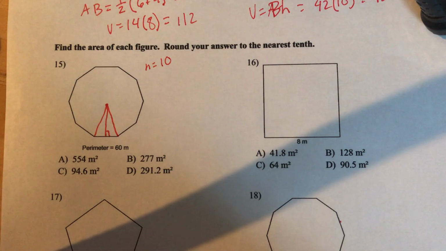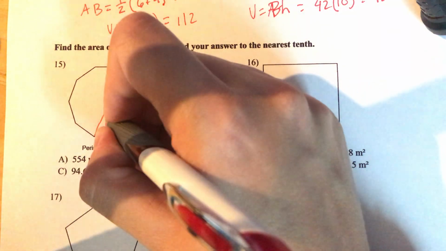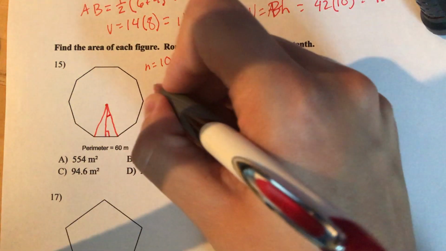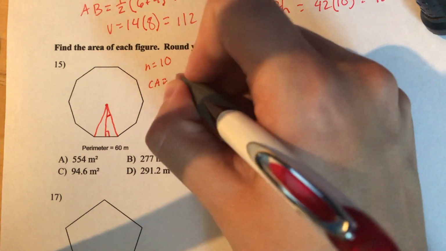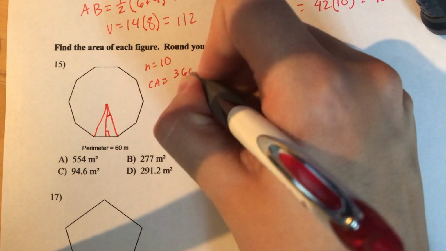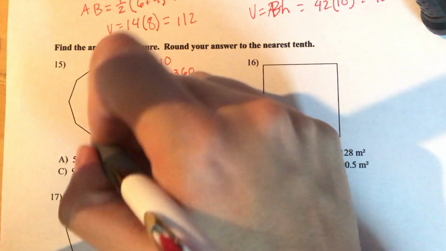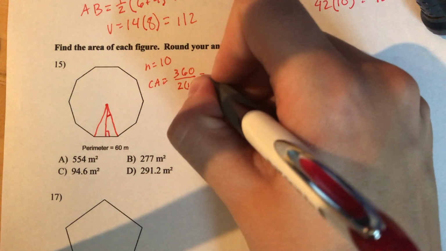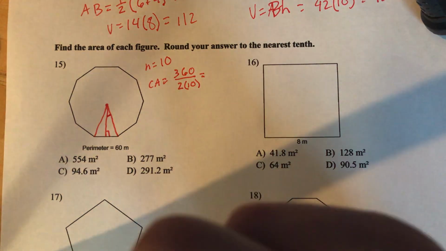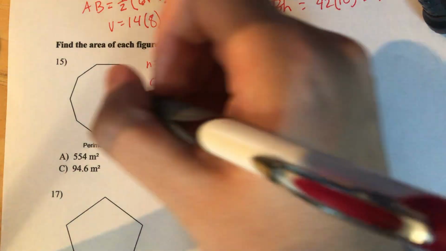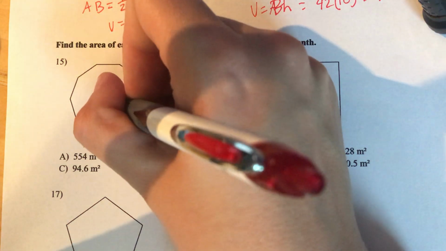If you want to make note of that, n is equal to 10. And then one of the things we need to do is find this angle right here. To find our central angle, I don't know if you guys remember this, we take 360 and divide it by 2 times however many sides we have. So that's 10. So 360 divided by 2 times 10 is 18. All right, so 18 is going to go in here.